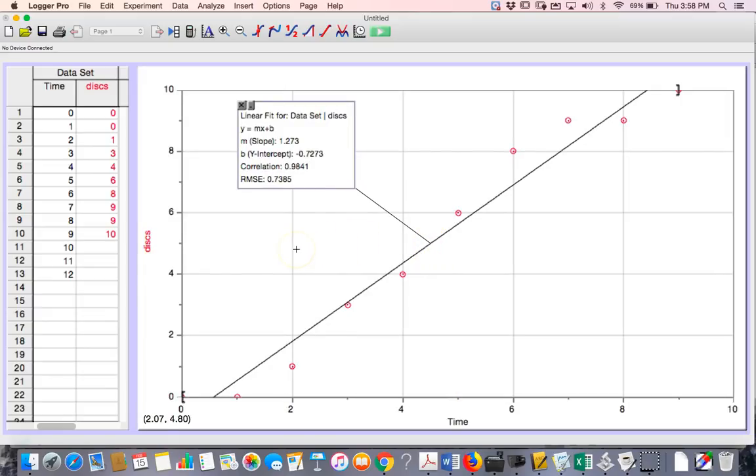Okay, now we could try to estimate this down here, but we have some values if we use linear algebra. We have y equals mx plus b, and two pieces of information you need here are the slope, which is 1.273, and the y-intercept, which is negative 0.7273. Notice what the y is. The y is the disks, and I want the median disk, the fifth disk. So y is going to equal 5. And notice what the x is.